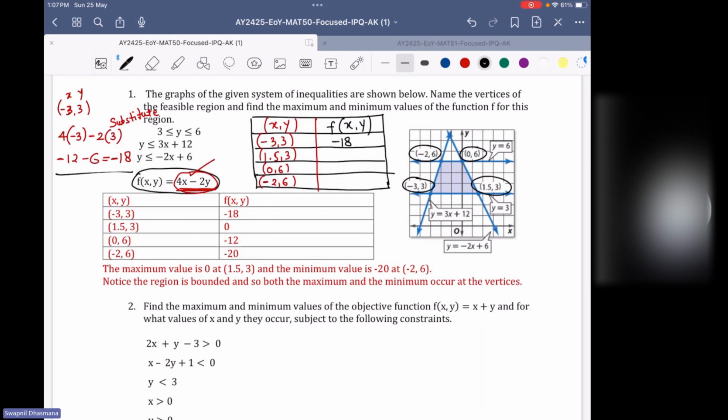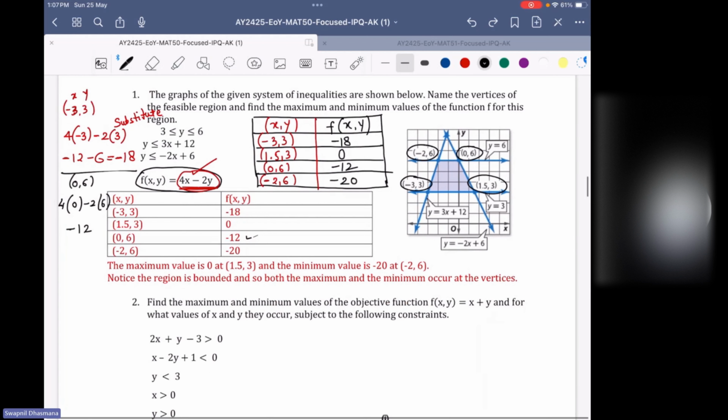Same way, if you want to substitute for 0, 6, you will do 4 times 0, negative 2 times 6. That is negative 12. So likewise, you keep substituting and you will get the values, or you can just write this expression on calculator, this expression, and you will find the answers.